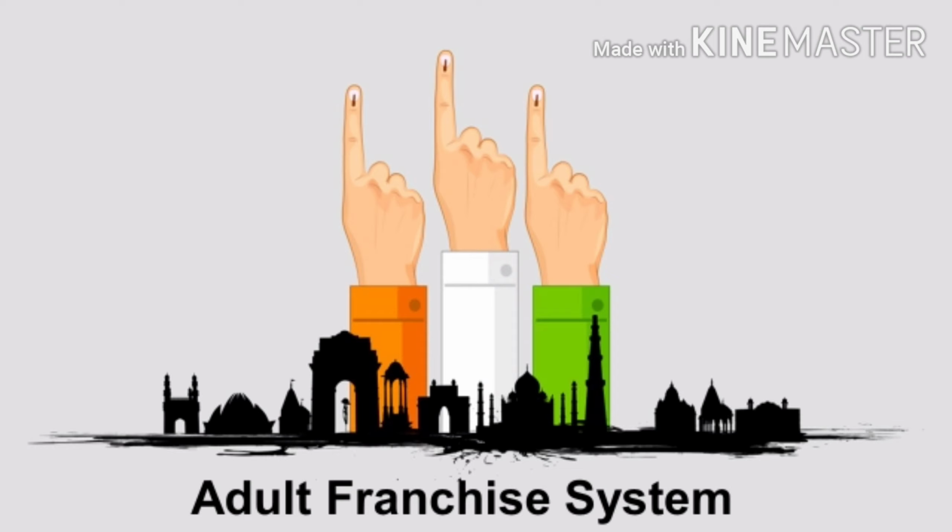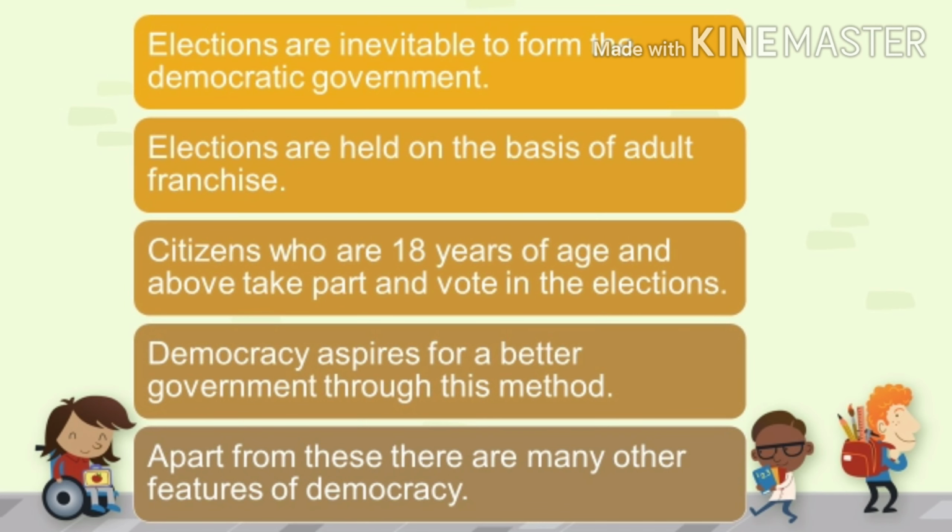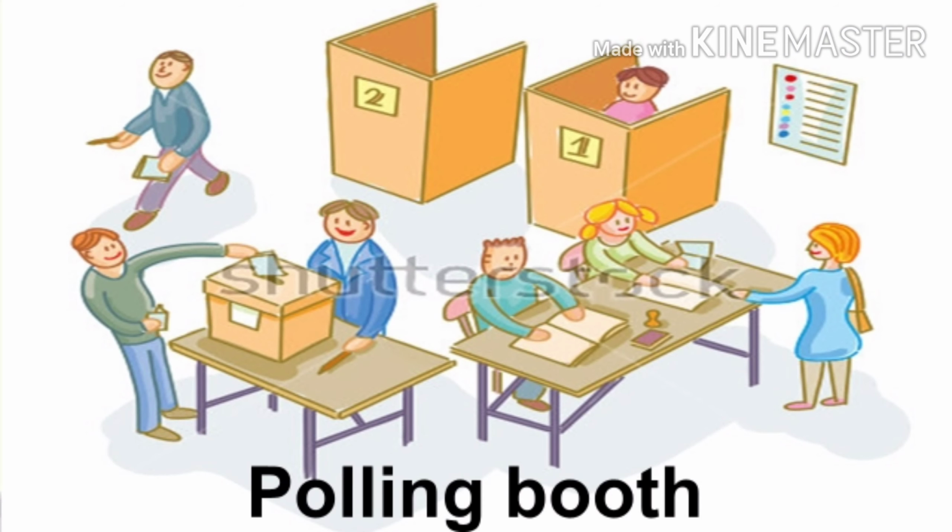The ninth fundamental principle of democracy is the adult franchise system. Students, elections are inevitable to form a democratic government. Elections are held on the basis of adult franchise. And who are those adult franchise? Citizens who are 18 years of age or above can take part and vote in the elections. And what do we do when we vote? We elect a better leader. Democracy aspires for a better government through this method.